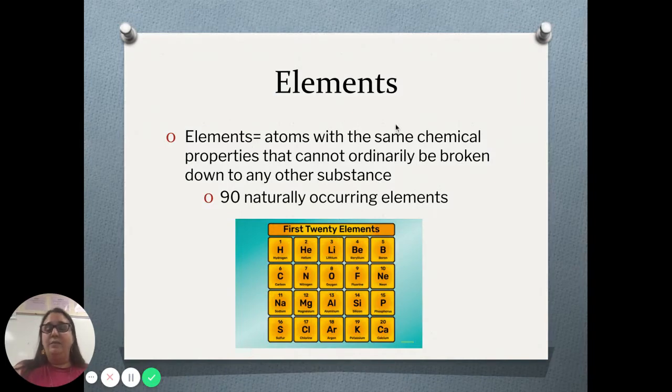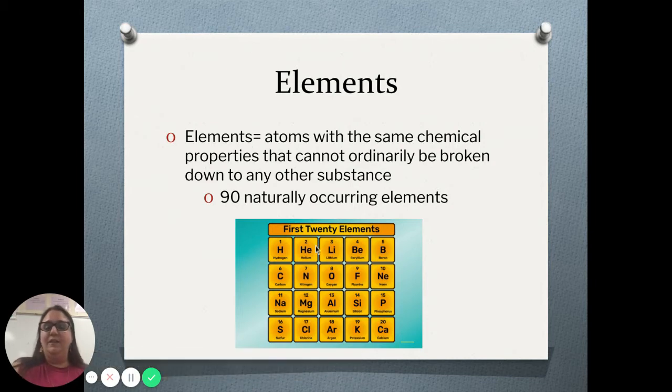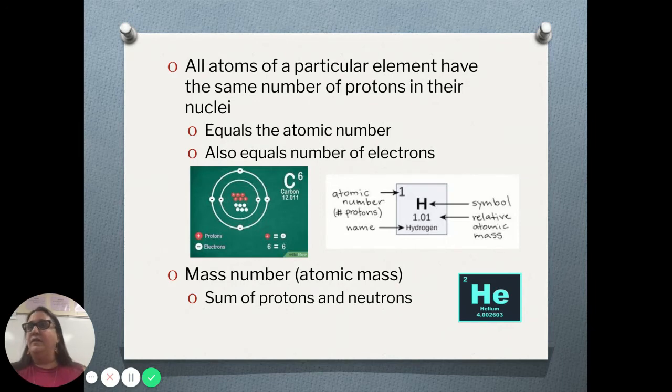There are elements that we will go through in AP Bio, and most of those will come from the first 20 elements. Those are the ones that we'll use the most, and even at that, we only use hydrogen, carbon, nitrogen, and oxygen more than any of the other ones, maybe a little phosphorus in there too. So elements are made up of atoms with the same chemical properties that can't be broken down. There are 90 naturally occurring ones. All atoms of an element have the same number of protons in their nucleus.